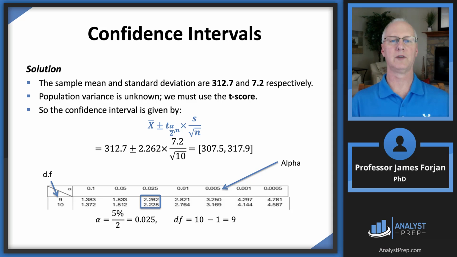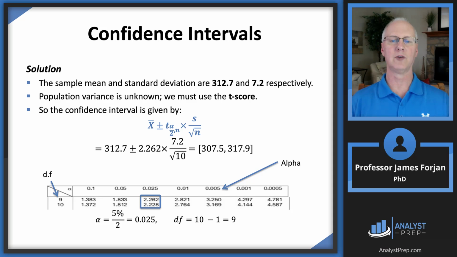Since the population variance is unknown, we must use the t. So we take the 312 plus or minus the 7.2 divided by the square root of 10 multiplied by that reliability factor, which is given to you in the summary table that we have there at the bottom. But of course, when you look at this in the back of a textbook, or online, the t-table is a big full page. So make sure you can read it.